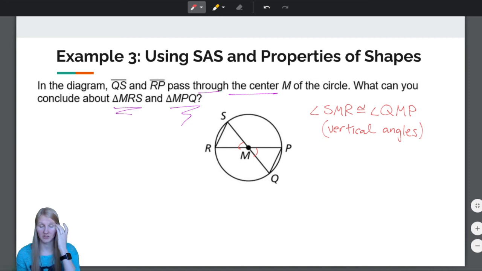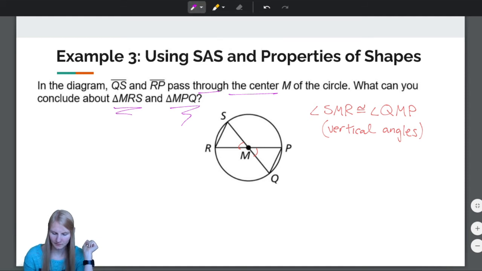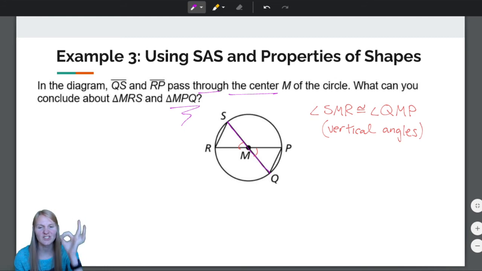Because they're vertical angles, and vertical angles are congruent. Now, let me get a different color. In fact, we'll go back to purple. QS passes through the center of the circle.